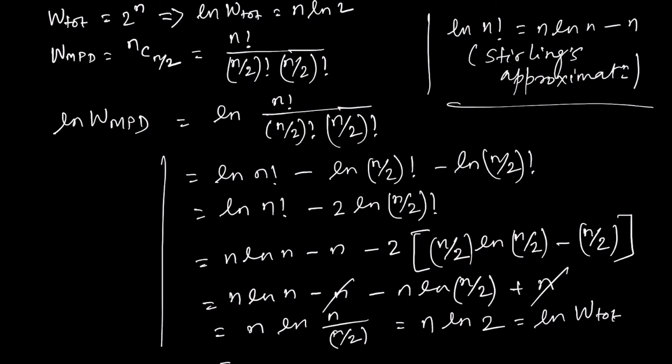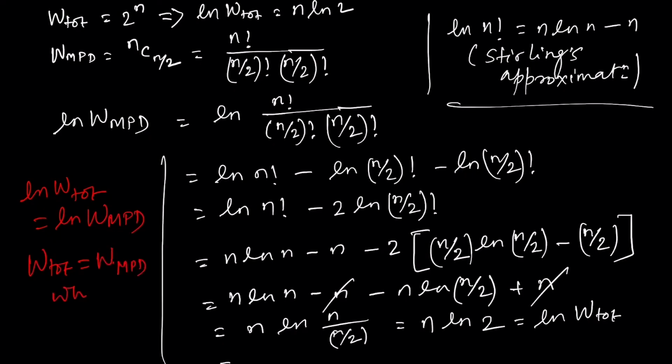Which means then ln of W tot is equal to ln of WMPD. So, therefore, W tot equals WMPD when n is large. So, it clearly says that using one distribution, which is the most probable distribution, is enough to calculate the number of microstates and, subsequently, to calculate the entropy.